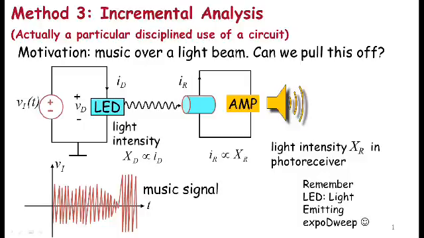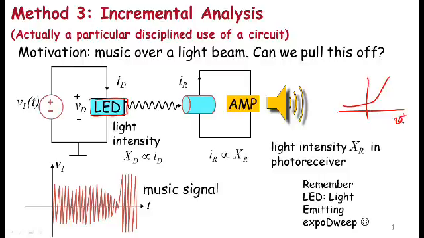Next, let me very quickly review the motivation that I had used in the previous sequence, the motivation to really demonstrate why the small signal model can be really useful for us. So in this motivating example, I was looking to transmit music over a light beam. And I had this device that I called the light emitting export beam, a hypothetical device, which had a nonlinear characteristic that looked like this.